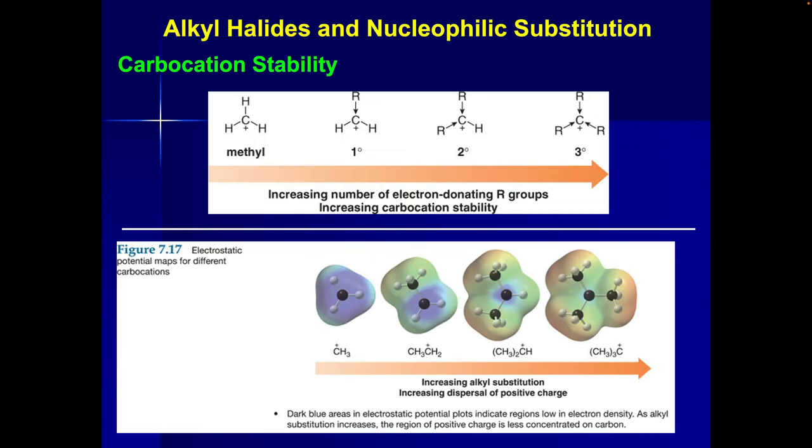It turns out that the more alkyl groups you have attached to a carbocation, the more stable it is and the less overall positive that carbocation is. Yes, it has a formal positive charge, but the more alkyl groups you add to it stabilizes that charge. Okay? Notice methyl. You essentially can't generate a methyl carbocation.